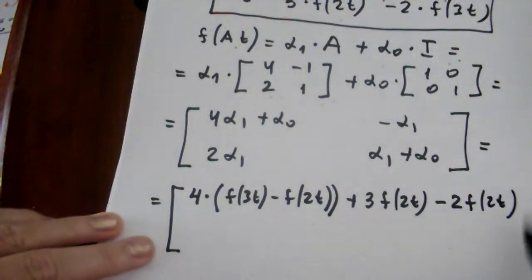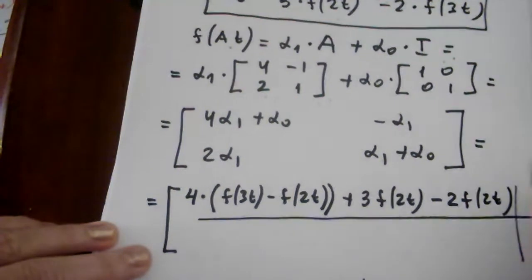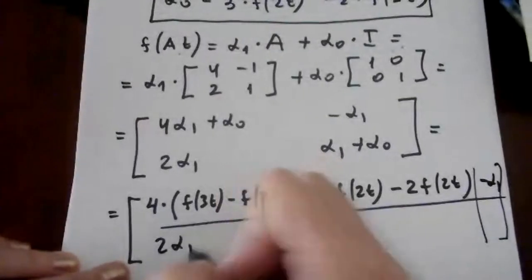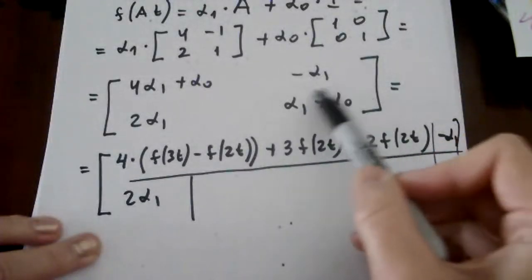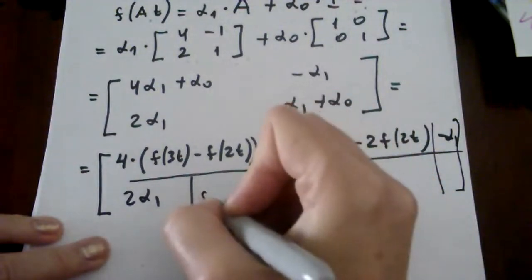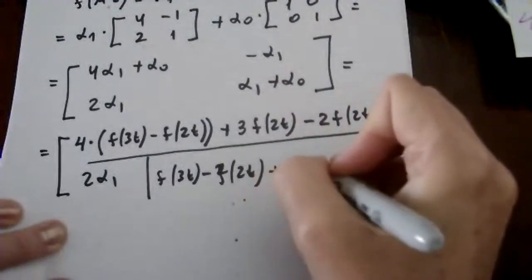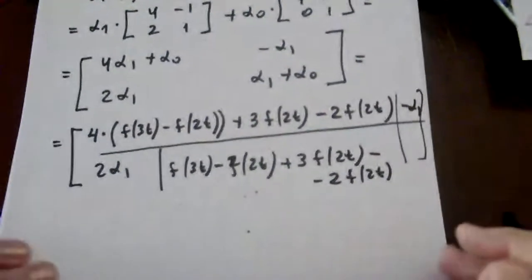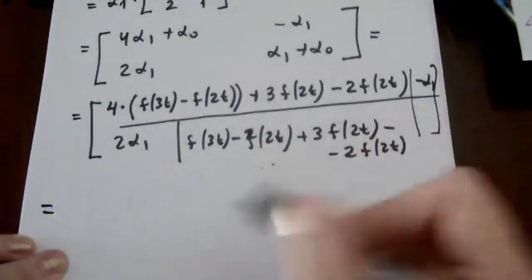So this was the top left element. There's no room for the second element in the same row. It will be very easy. Minus alpha 1. I'm just rewriting here because I don't have space for it. This element will be 2 alpha 1. My writing looks very ugly. And this element, which corresponds to this location, will be written here. So alpha 1 is f of 3t minus f of 2t. And plus alpha 0 is still almost on the screen. Alpha 0 is here. Plus 3 f of 2t minus 2 f of 2t. Maybe you will be better at organizing things in your writing, because my handwriting is too big, I'm afraid. That is why I ran out of space.